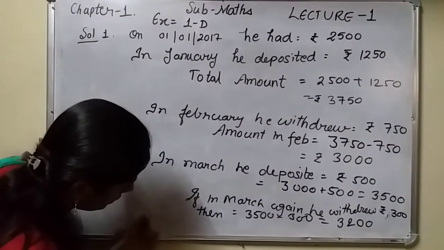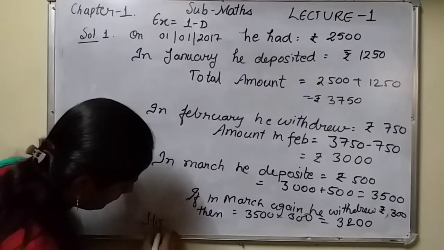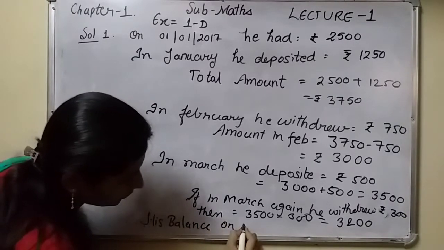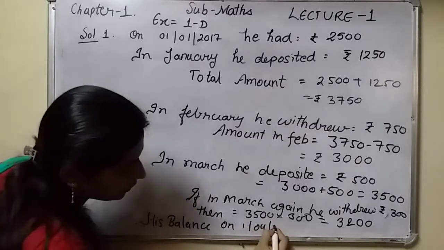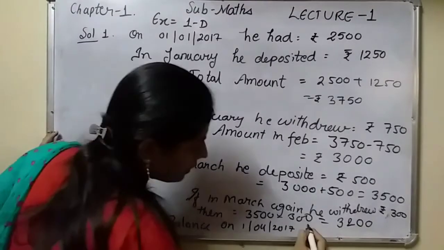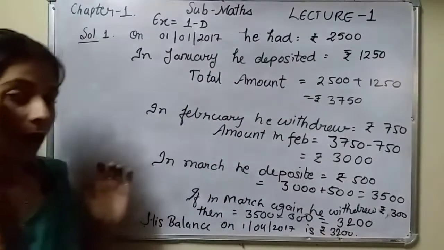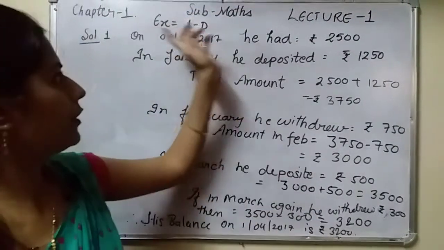Therefore, his balance on 1st April, on 1/4/2017, is rupees 3200. Okay, see, once more I will explain to you.